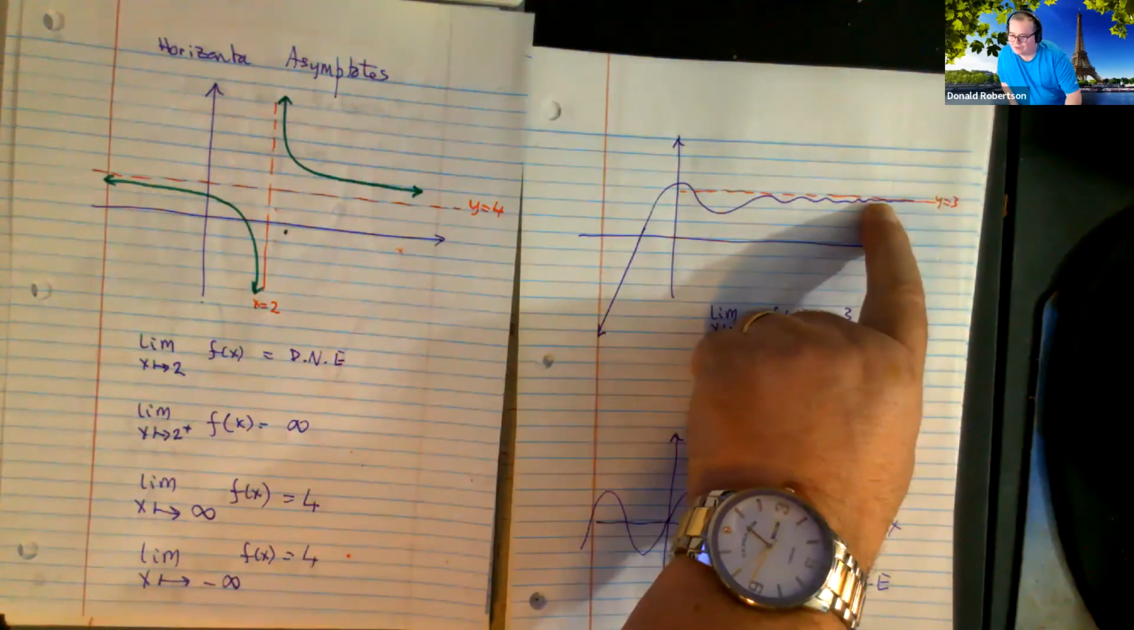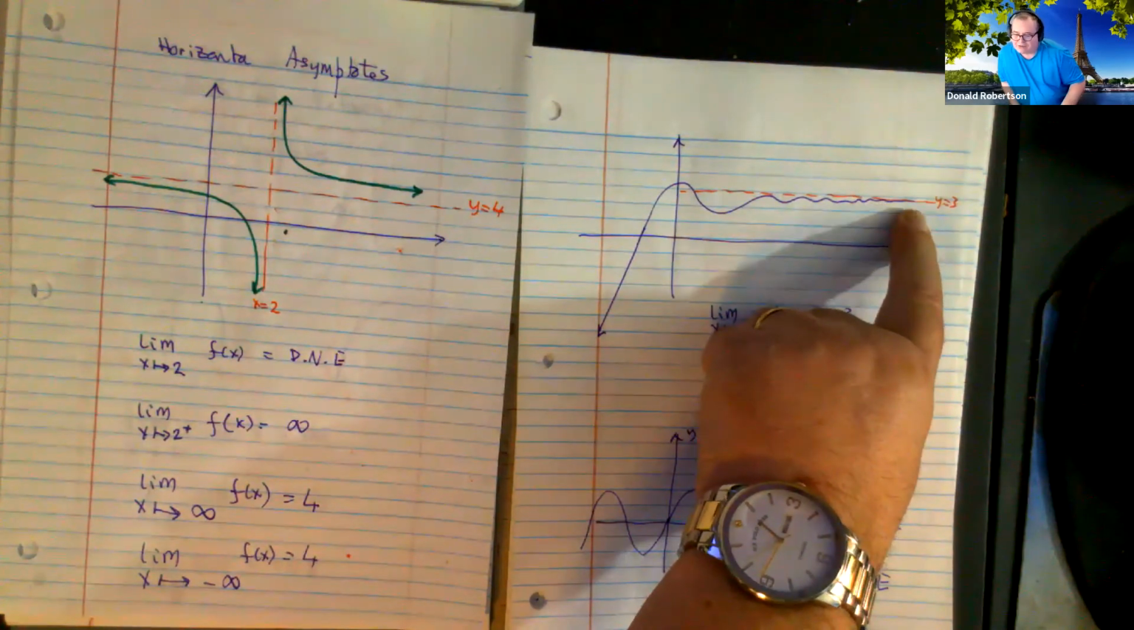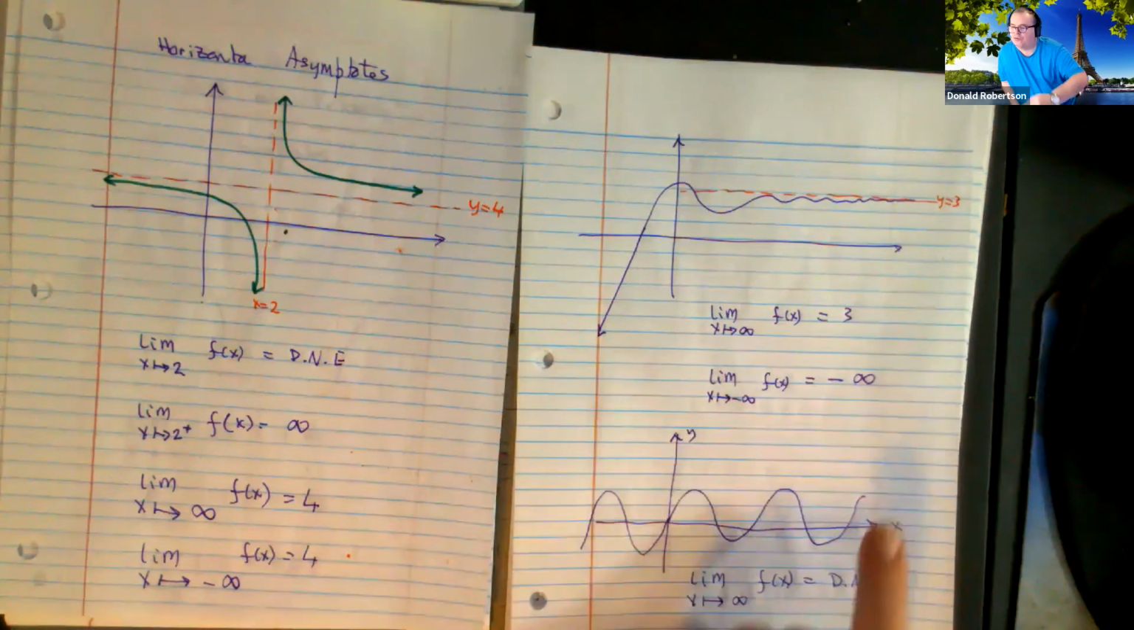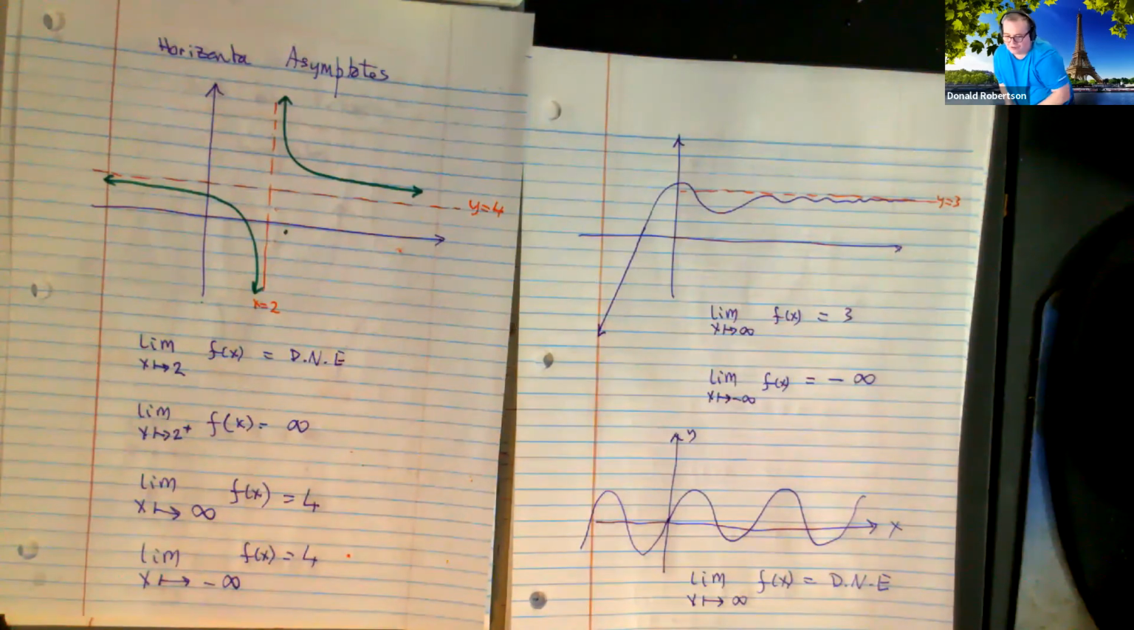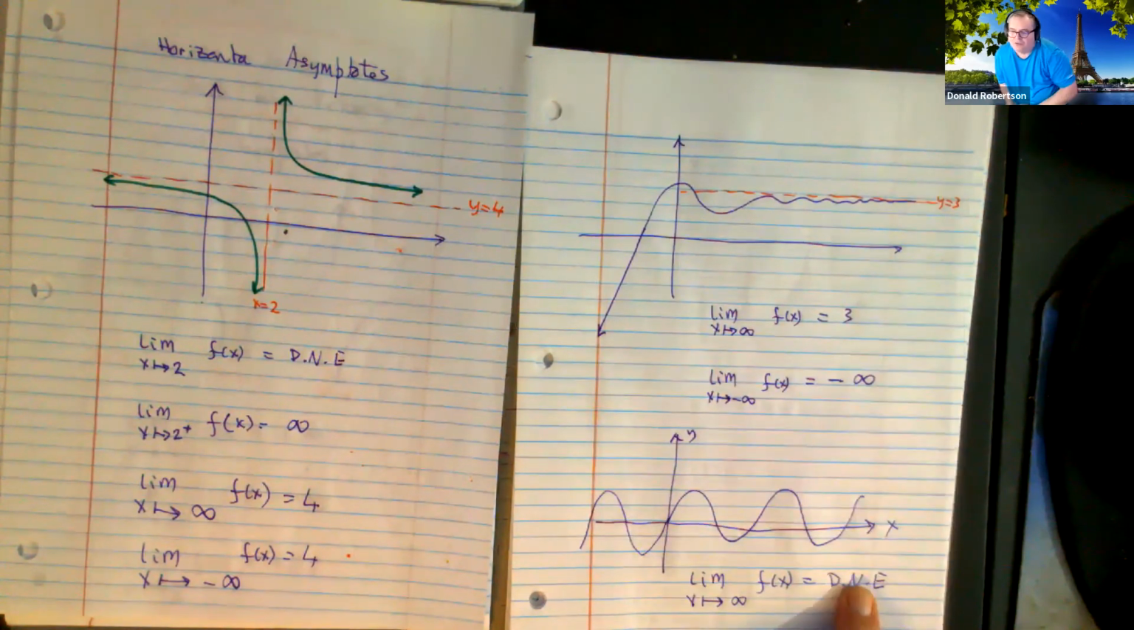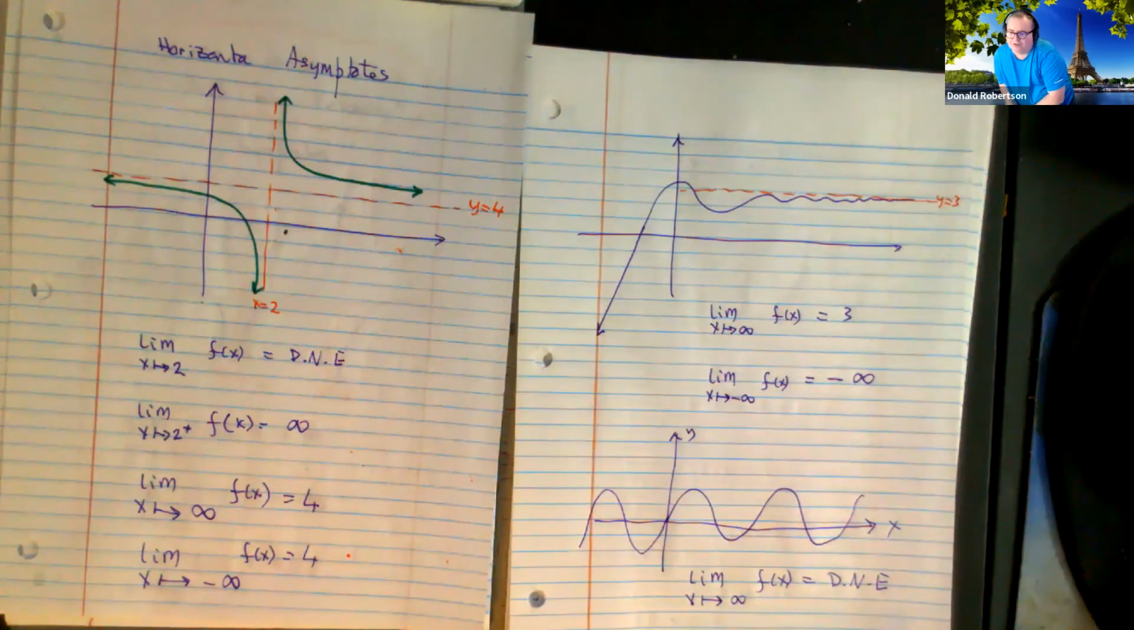So it's getting closer to 3. That's why this is 3. Isn't this never dying away? Isn't it always going to go up to 1 and down to -1 and up to 1 and down to -1? It's never going to finish its life anywhere in particular. That's what a DNE is. Was that what you were thinking about, Rachel, when you were talking about oscillating?